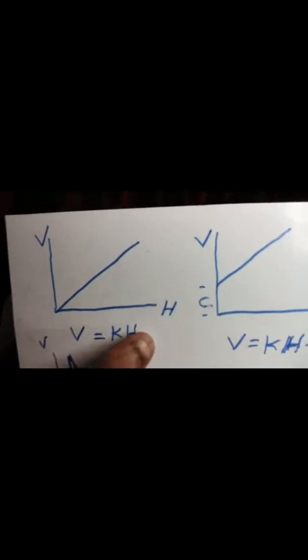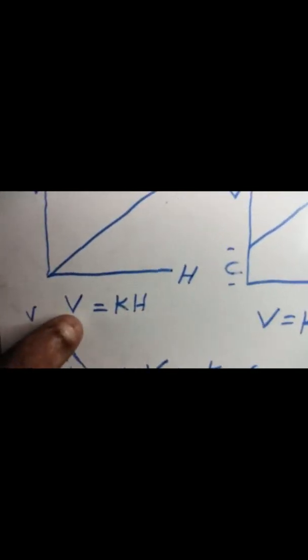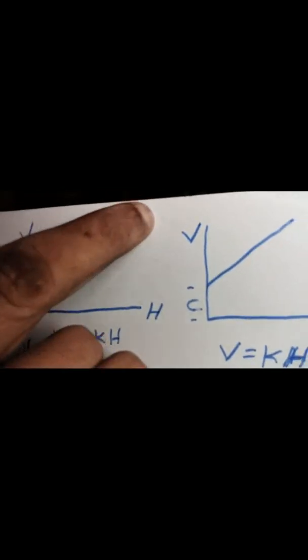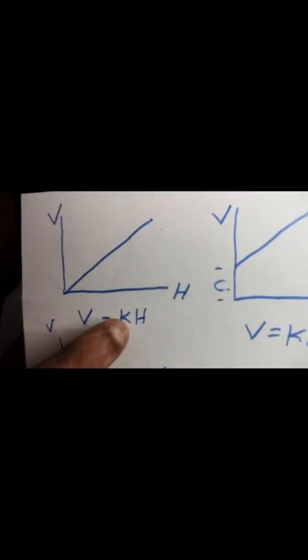If the two quantities are related like this, say V equals KH, where K is a constant, definitely the graph will be a straight line. The slope of that graph is the factor K, constant K. So to find out the slope, just divide the quantity on the vertical axis by the quantity on the horizontal axis, that is V by H. You will get the slope of the graph.